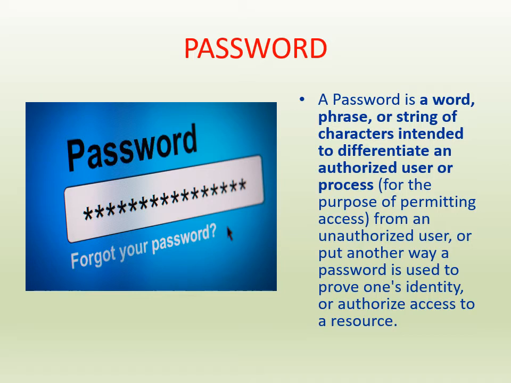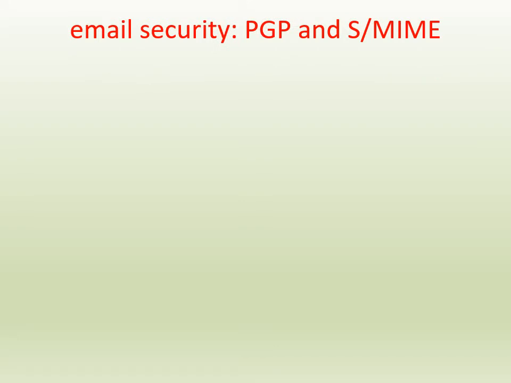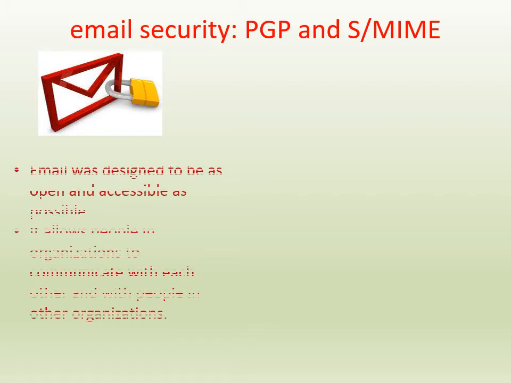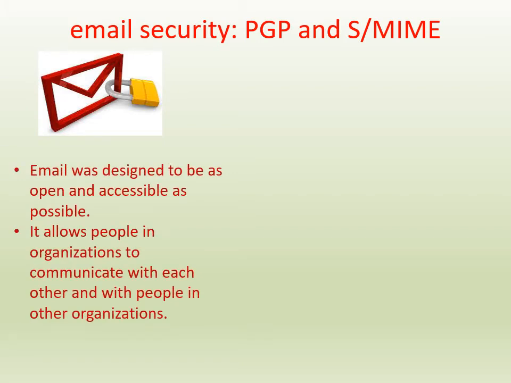Let's move towards the next security concept, which is email security. It includes PGP and S/MIME. Email was designed to be as open and accessible as possible. It allows people in an organization to communicate with each other and with people in other organizations also.